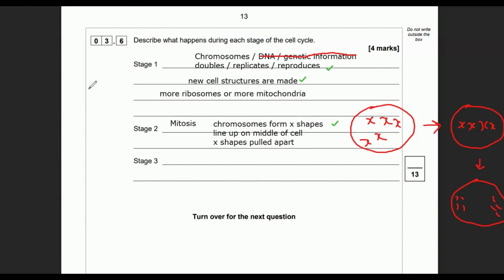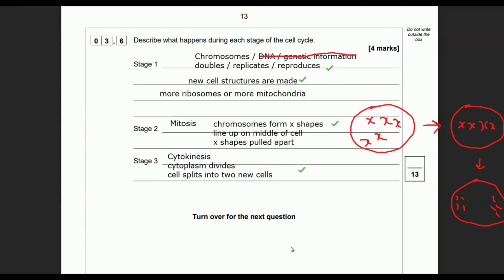And now the final stage is called cytokinesis. Do you need to know that? No, you don't. Cytokinesis means kinetic, like moving. So the cytoplasm moves, the cytoplasm divides. So we want to say cytoplasm divides, or we can say cell splits, divides into two daughter cells or two new cells. And there we go.